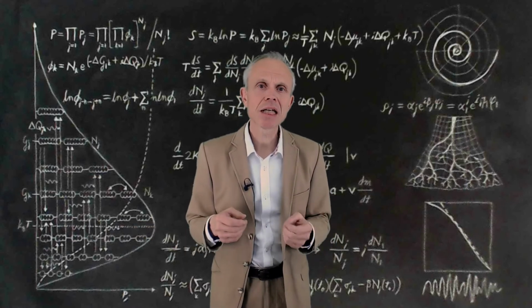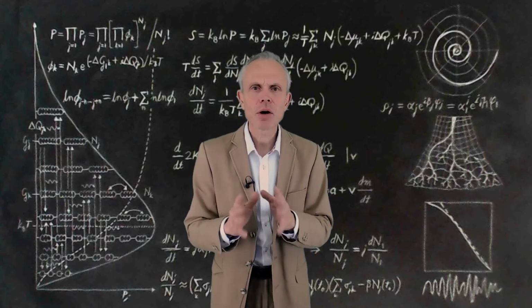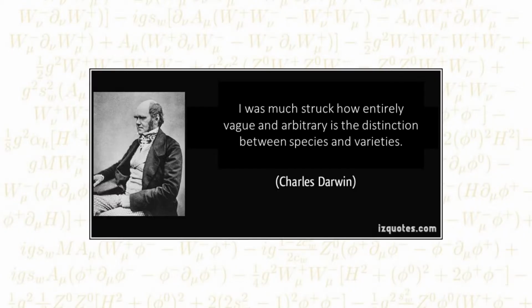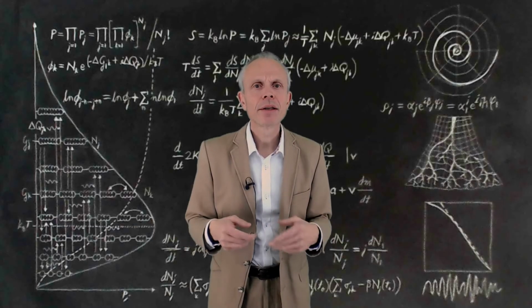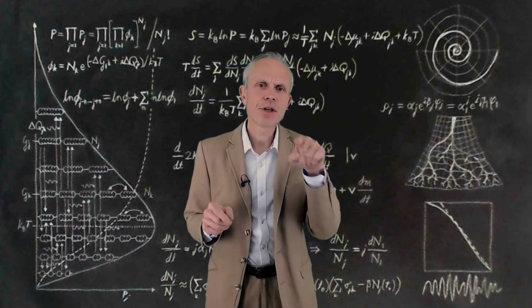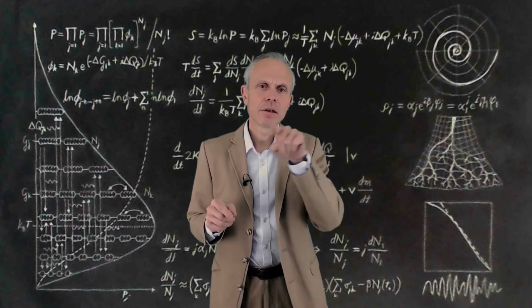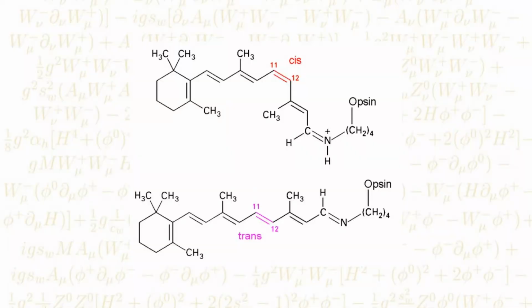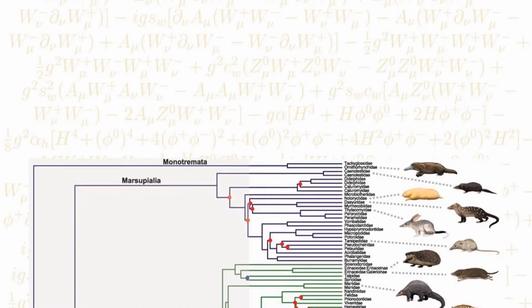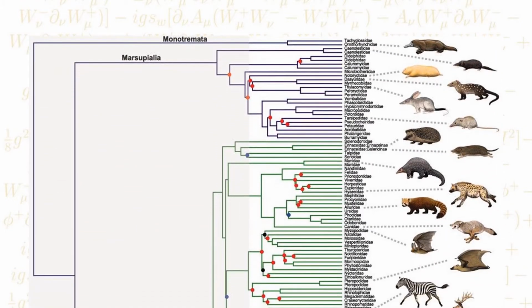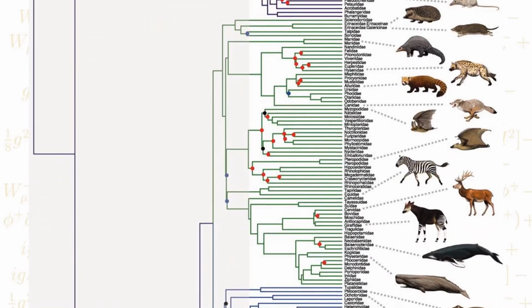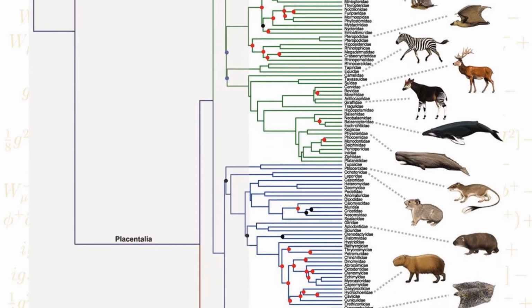Already Darwin was keenly aware of the ambiguity entailed in categorizing, as he commented, "I was much struck how entirely vague and arbitrary is the distinction between species and varieties." Today we know that even a one quantum is enough to move an object, say a particle, from one category to another. A single quantum of light may trigger a sensation by converting a retinal molecule in your eye from the cis isomer to the trans isomer. Taxonomy is not just boring sorting, for we grasp reality according to the way we group and order it. Changes in classification entail changes in our worldview.